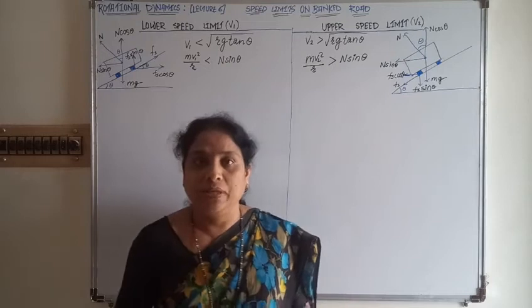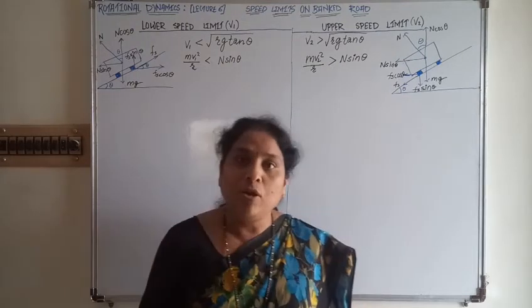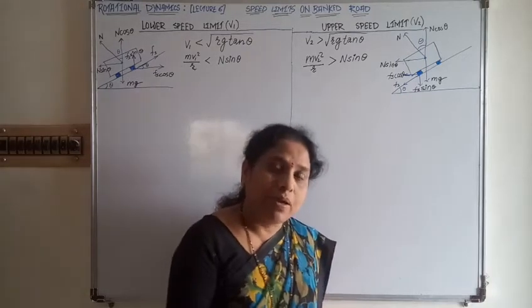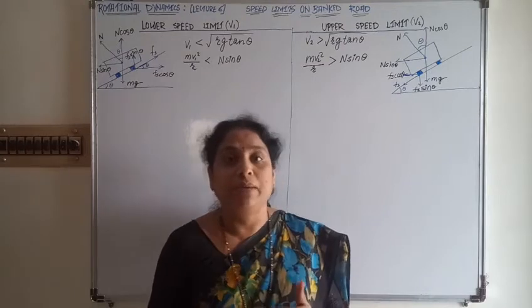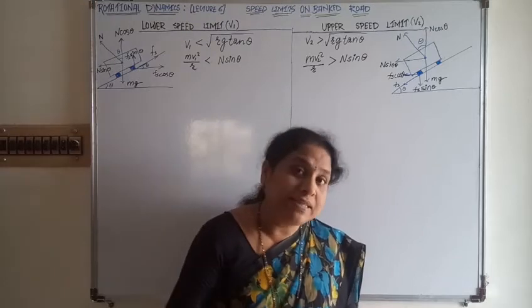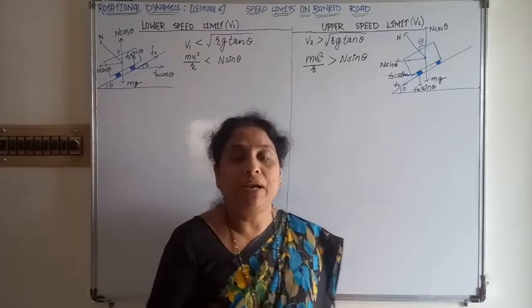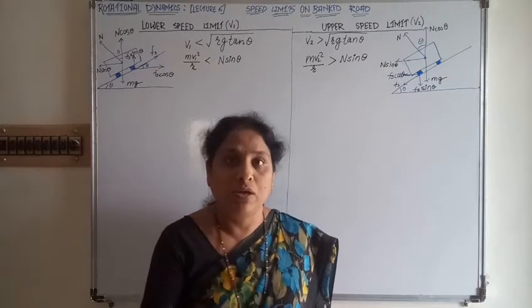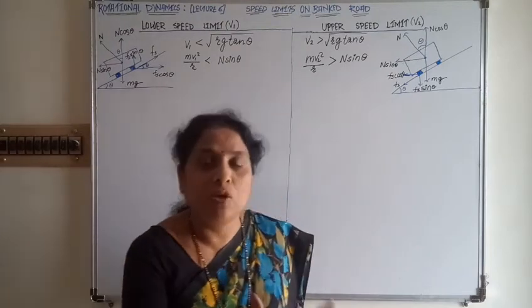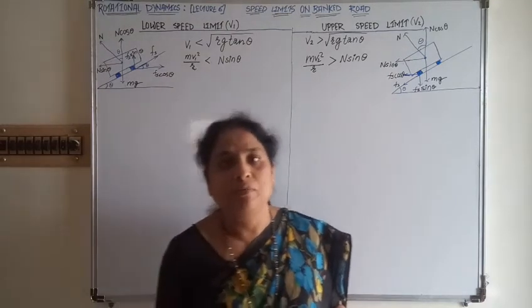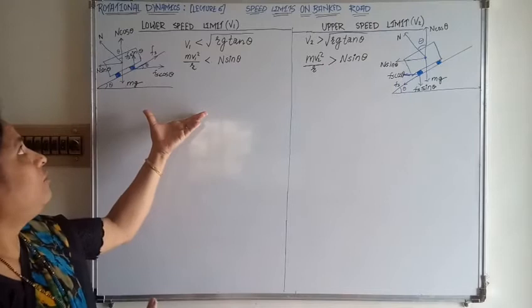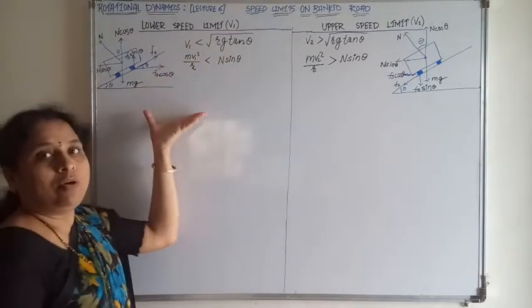But in practice, in daily life, the vehicle cannot pass with the same speed on the bank road. Its velocity may sometimes be lower than that safe speed, and sometimes the velocity may be higher than that safe speed. So it is necessary to find out the lower speed limit and higher speed limit for a given bank road, that is given in your syllabus. So today I am going to discuss how to find that lower speed limit and higher speed limit for a given bank road. First, we discuss the lower speed limit on a bank road.